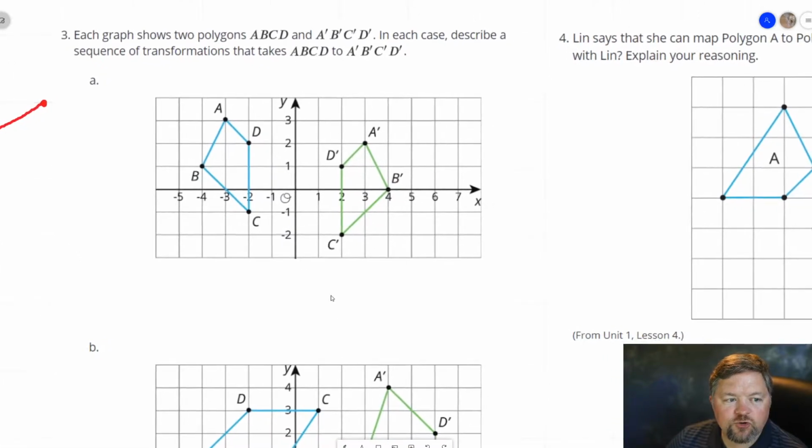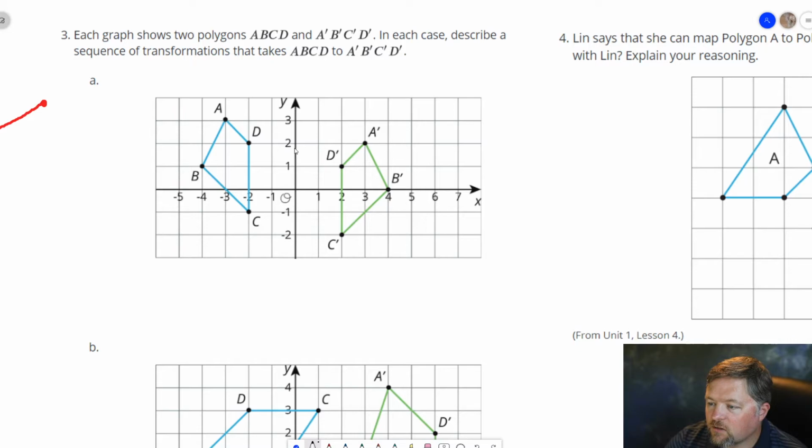Each graph shows two polygons, A, B, C, D, and A prime, B prime, C prime, D prime. In each case, describe a sequence of transformations that takes ABCD to A prime, B prime, C prime, D prime. So what would we have to do to get from here to here? There are multiple choices of things we could do here. But the first thing I notice is this looks flipped. So let's just reflect it. What do we want to use as our line of reflection? We could use this line, and then our new figure would be here.